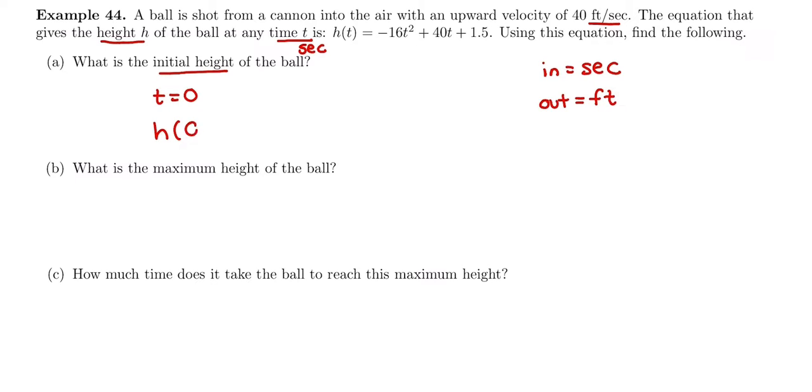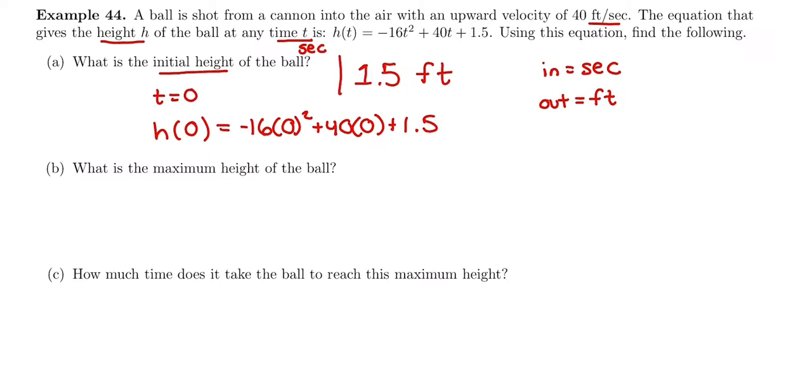So h of 0, when you plug into this, you're going to get negative 16 times 0 squared plus 40 times 0 plus 1.5. So our initial height is going to be 1.5 feet. So initially, we're 1.5 feet off the ground at time 0. So the cannon's not flat to the ground, it's 1.5 feet up. I have a little cannon shooting a ball.